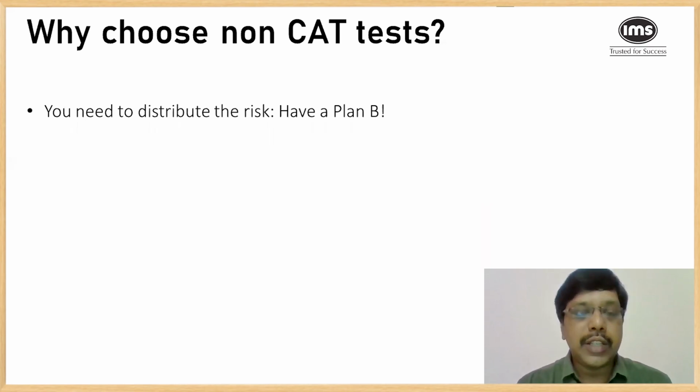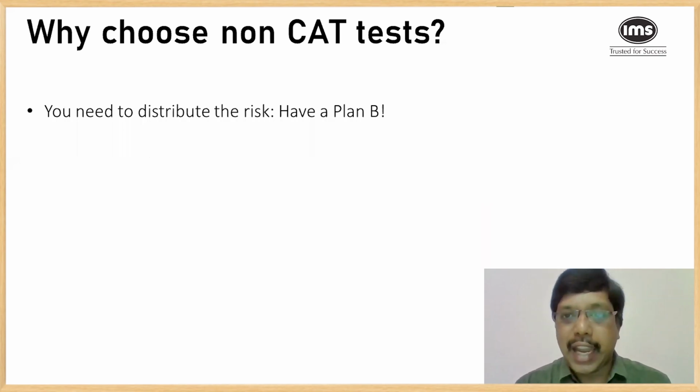And all of you aspiring management graduates, isn't it important that you stay smart? Now, being smart and having a practical thinking is one of the most common factors that even B schools look out for in candidates who are potential management aspirants. So if you want to prepare for CAT, very well, but it is not a very great idea if you put all your eggs into the same basket, as it is popularly said. So one of the major reasons why you will have to choose some of the non-CAT tests is that you will have to distribute your risk. Essentially, you need to have a plan B.